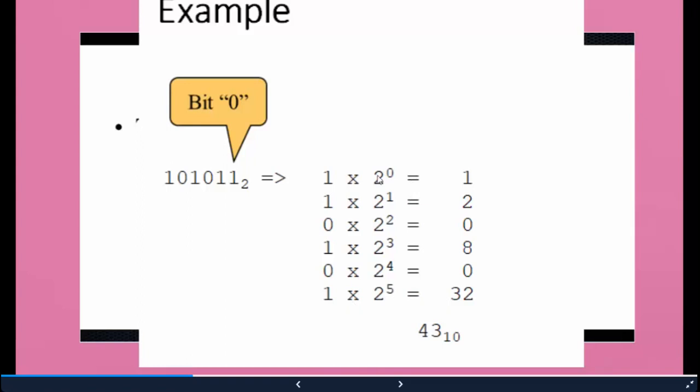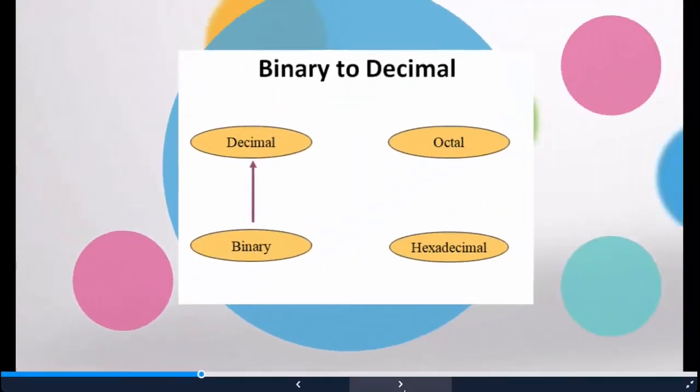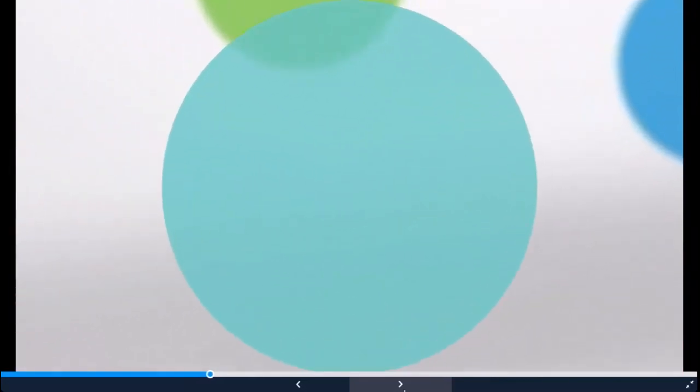You do a multiplication of those, and then you have this answer. Okay, and then you add that, and after adding that, you have now the equivalent decimal value. Okay, this is from binary to decimal. Remember that. Okay, so let's go to the next one.